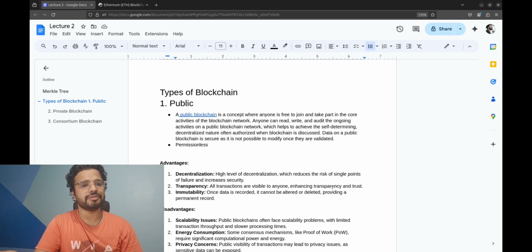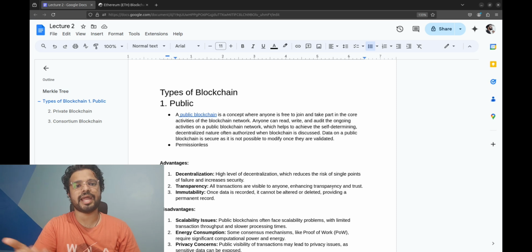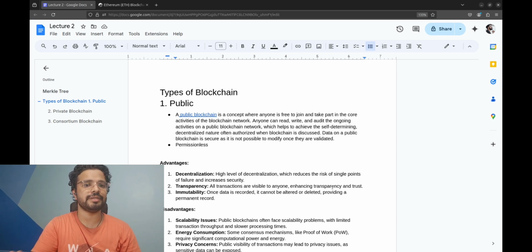In proof of work, you need to prove your work. Your systems, your GPU, need to process a particular complex logic to find the nonce of the block, and the first person who finds it will be adding it to the blockchain. That I will be discussing later in this lecture itself.